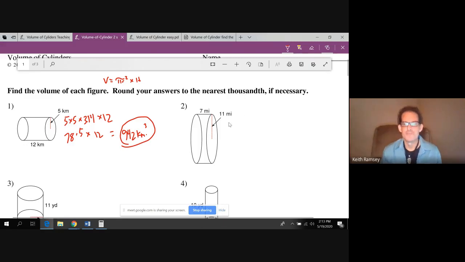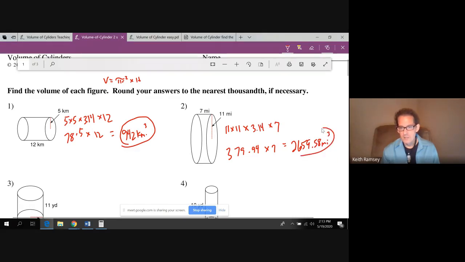Let's look at number 2 together. So my radius is 11, so I'm going to multiply 11 times 11, which is 121, times pi, times a height of 7. So 121 times pi is 379.94 times the height is going to be 2,659.58 miles cubed for number 2.